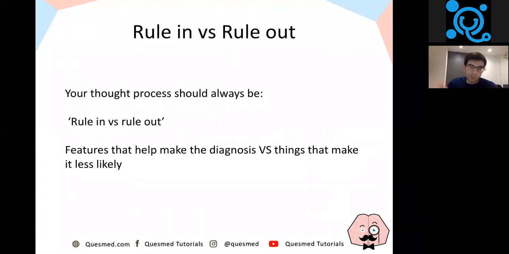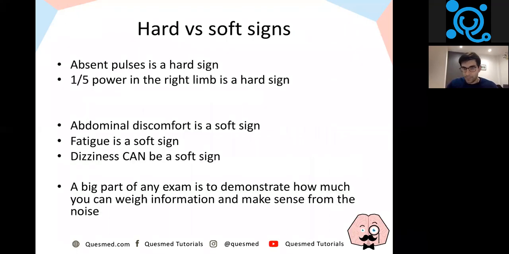And then, yeah, so the rule in, rule out thought process I was talking about. And then just one last thing with regards to this is about the concept of hard and soft signs. So there are certain things that really help you to weigh things appropriately. So if someone says they've got absent pulses, that is a hard sign. It's not subjective. That's something that someone actually cannot feel the pulses. And that's something that will make a vascular registrar jump up and come and see the patient now.